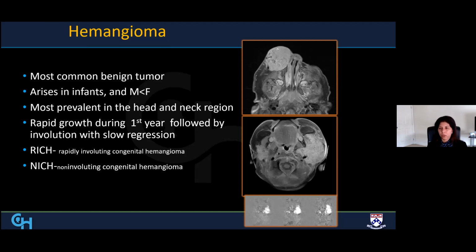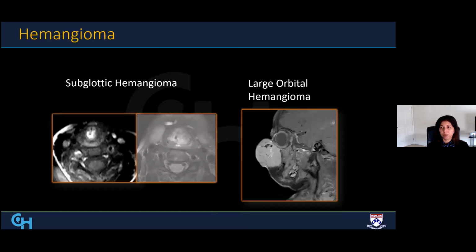Now, it's very intensely vascular. You can see homogeneous enhancement of these lesions, and you can see flow voids within them. These are examples of ASL perfusion MR imaging, and because of the high perfusion, you have uptake within these hemangiomas. When you see one hemangioma, you want to see if there are multiple, and also the location of the hemangioma is very critical.